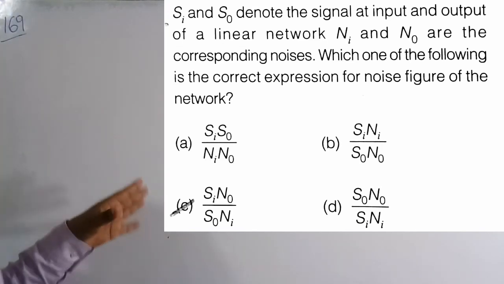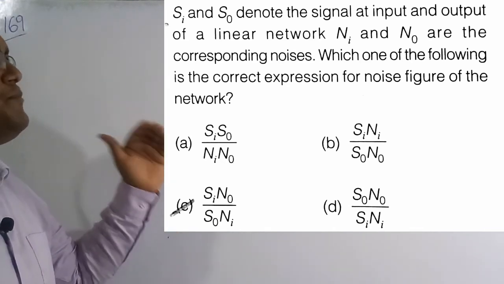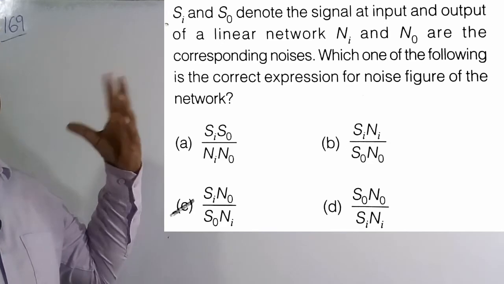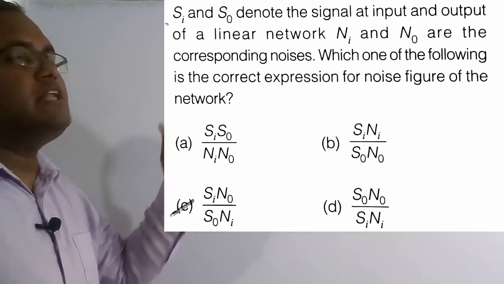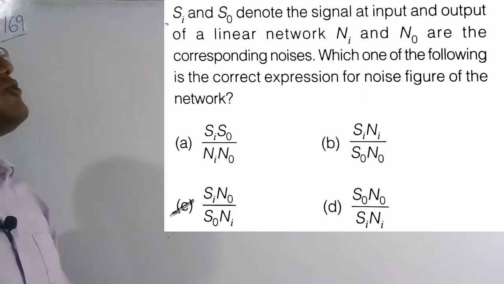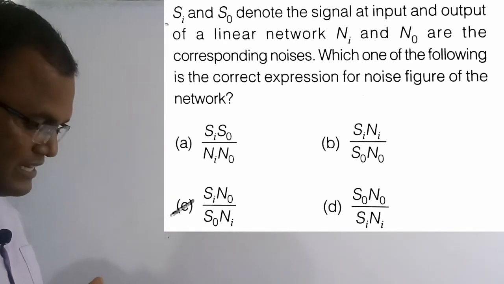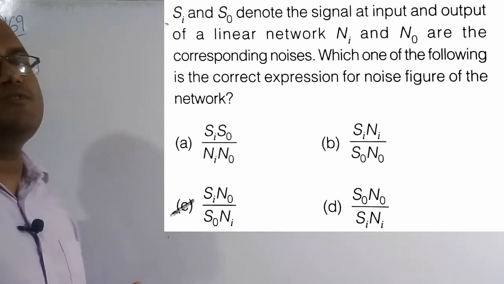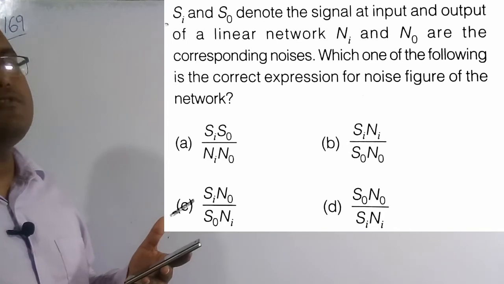So basically in this question here there is a linear network and also input. So for the input of this network there is some amount of signal power and also noise power, and similarly the output of this network will have some amount of signal power and also the noise power. So therefore now based on this we have to find what is the correct expression for the noise figure we need to figure out. So what are the four options? Option C is the correct solution of this question.